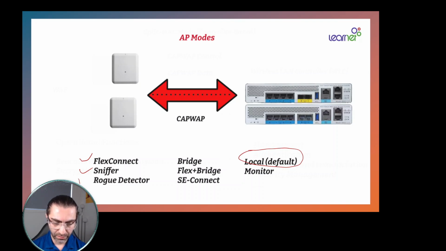Rogue detector, as the name shows, can help you detect rogue devices in your network. Basically, how it works is it checks the MAC addresses of the wireless devices and also the wired ones, and if there is any MAC address that exists on both ends, wired and wireless, it will be detected as a rogue.